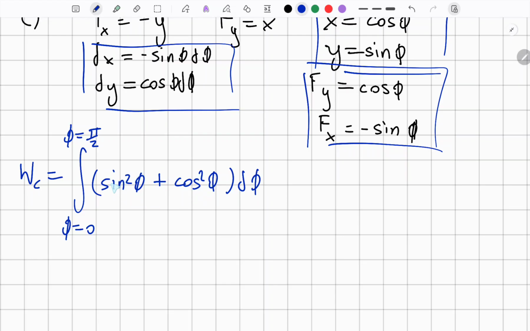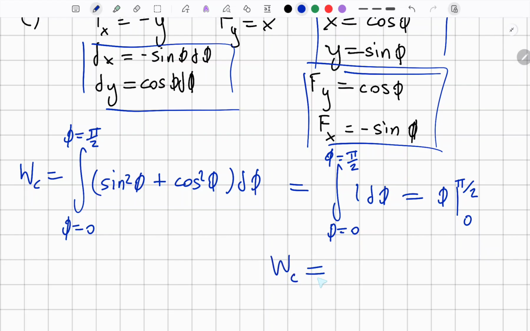We know this expression in here, sine squared phi plus cosine squared phi, is going to be equal to 1. So the integral from phi equals 0 to phi equals pi over 2 of 1 d phi, from that trigonometric identity, is just going to be equal to phi from 0 to pi over 2, which gives us our work along C as pi over 2.